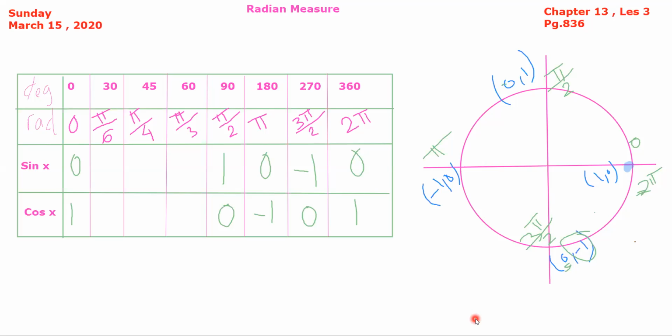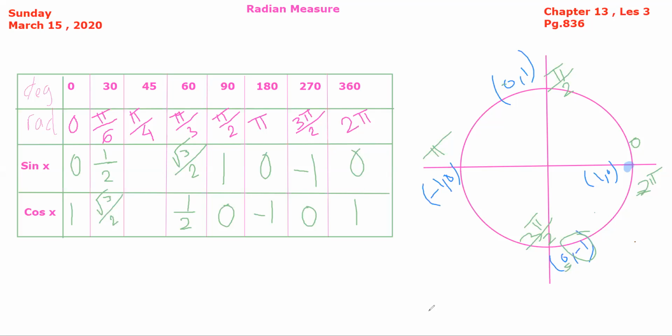Now what about 30, 45, and 60? Now, you have to know that the sine of 30 is 1 over 2, which is the same as cosine 60, which is also 1 over 2. Now, sine 60 is square root of 3 over 2, which is the same as cosine 30, which is also square root of 3 over 2.